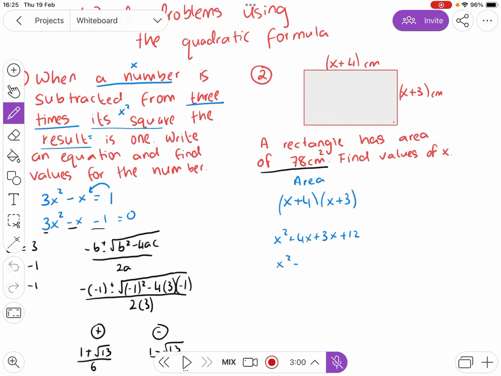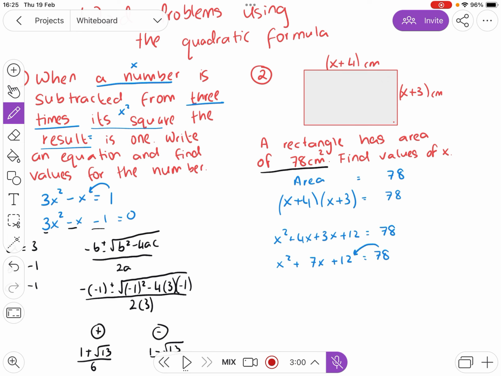I'm just going to add together what I can, which is going to be giving me 7x and 12. Now what I have to remember is that the area is equal to 78. So this equals 78. Don't forget that bit. Okay, now I'm nearly ready to fill into my minus b formula, but before I do that, remember it must equal 0.